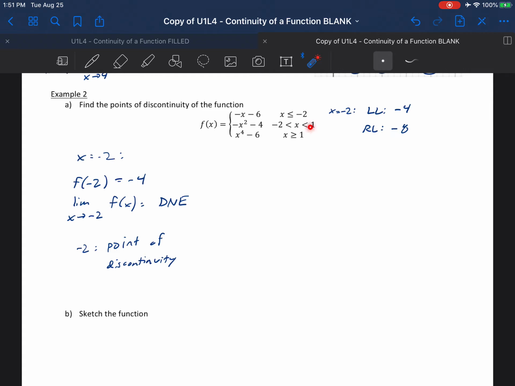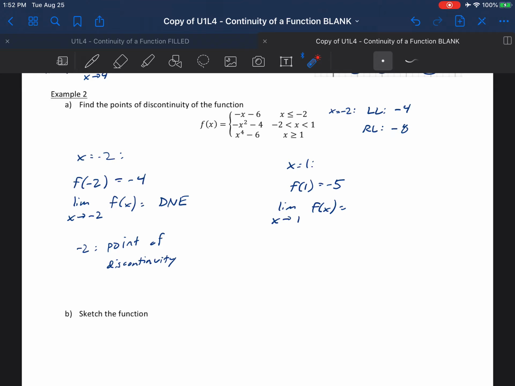The other point to check is 1, right? So we'll do the same process. When x is 1, well, what's the function value? Well, the function value for 1 is defined by this function. Plug 1 in there, 1 minus 6 is -5. Okay, so far so good for continuity because we have a function value. Now, when we take the limit as x goes to 1 of the function, well, here we get -5. Here we also get -5 because if I plug in 1, I get -5.